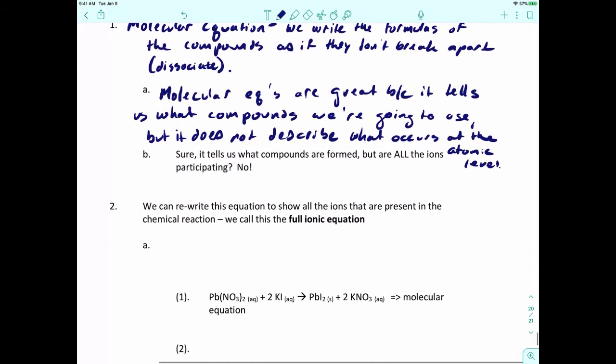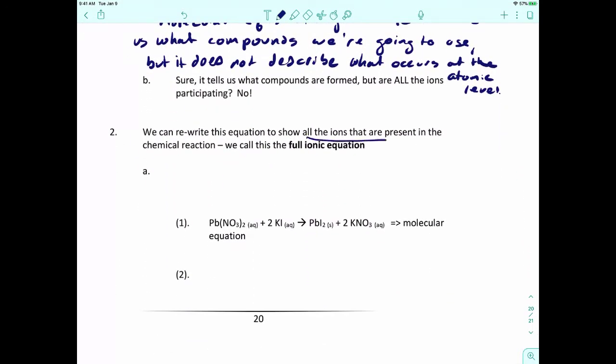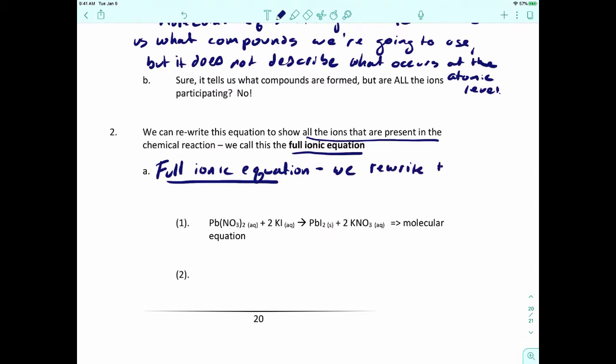So we can actually rewrite that equation to show all the ions that are present in that chemical reaction. When we write that equation out, we call this the full ionic equation, where we rewrite the molecular equation to show what is actually dissociating.